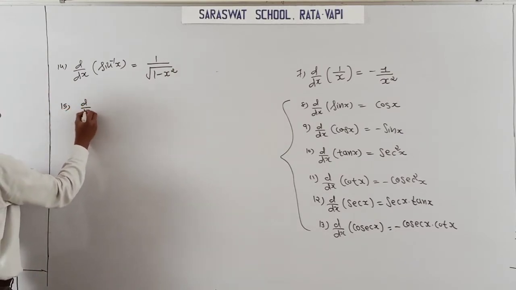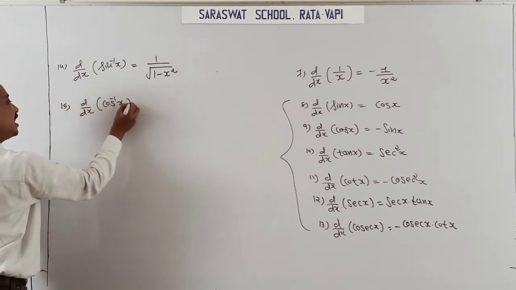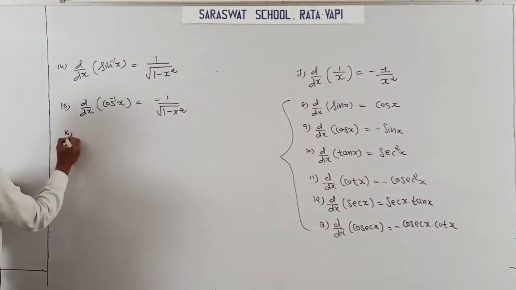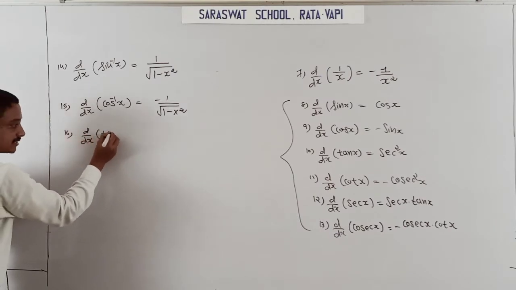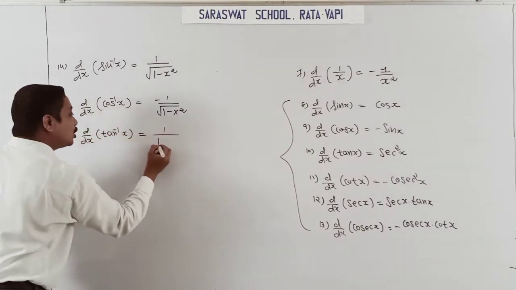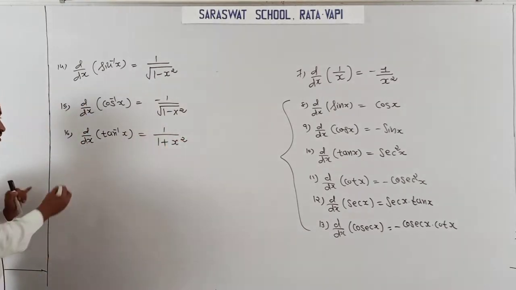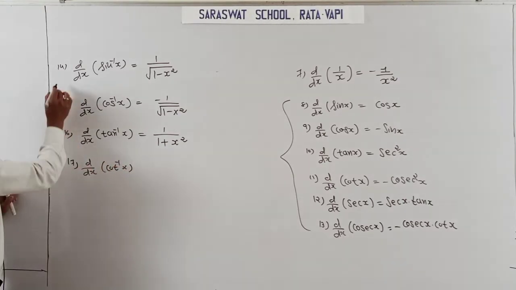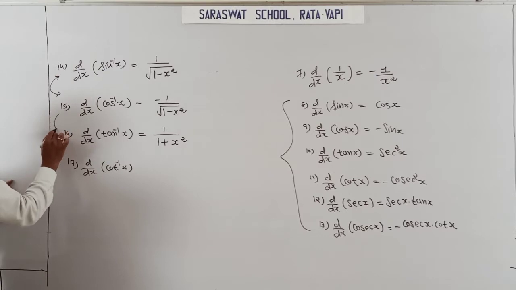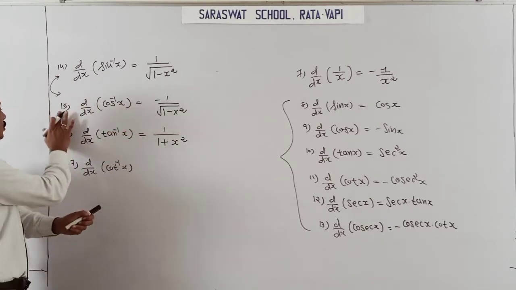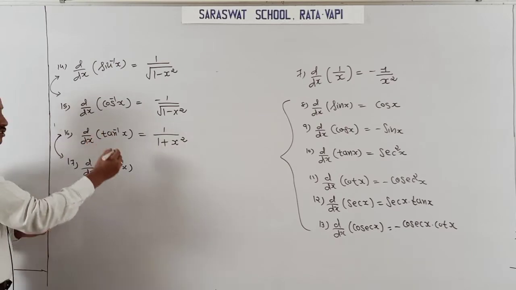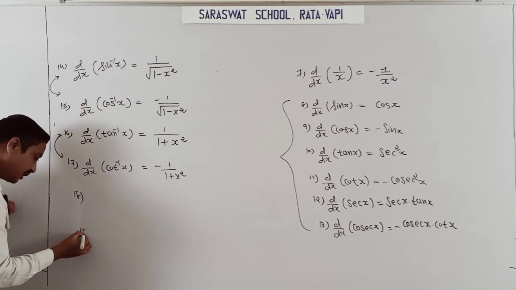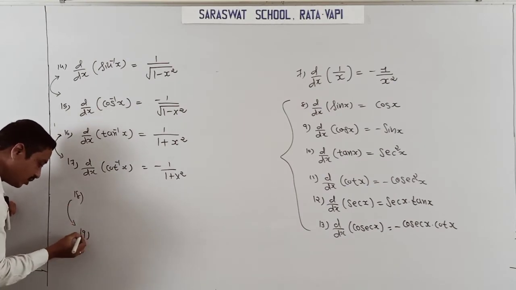15, d/dx of cos inverse x. Same, just with a minus. Continue, d/dx of tan inverse x. Yes, 1 upon 1 plus x square. Similarly 17, d/dx of cot inverse x. Students, learn these by heart pairwise. These two pairs are easy because the answer is the same, with only a small change. And the last two are also pairwise, 18 and 19. Learn these by heart.